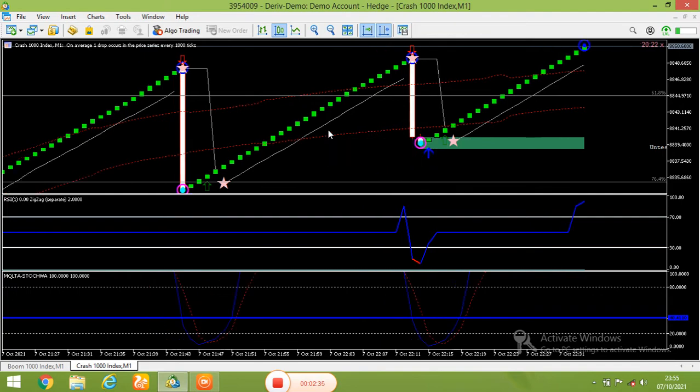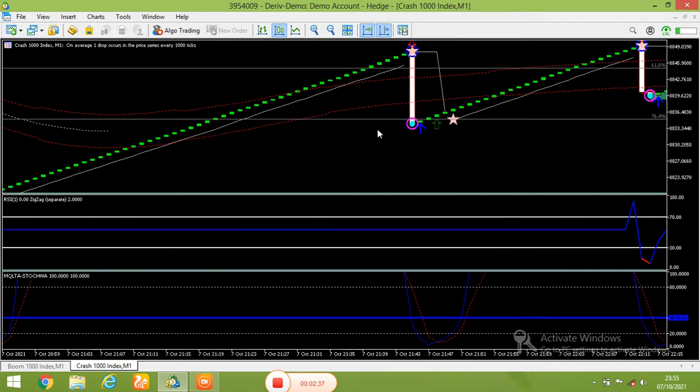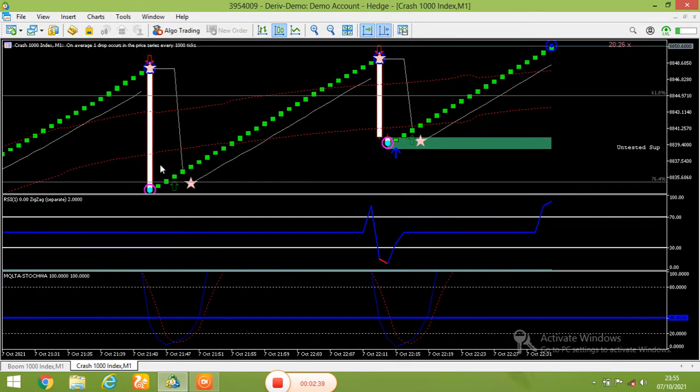So let's move on to our second entry. This is a re-entry. If you notice at this point, the zigzag indicator is not below 30, it's not above 70, it's within 40 to 50. So at this point, this is where we take our second entry.